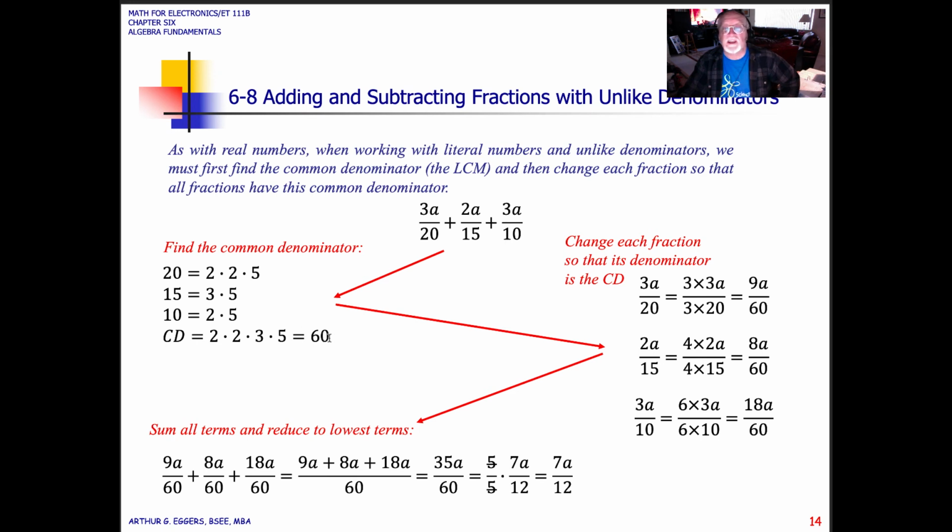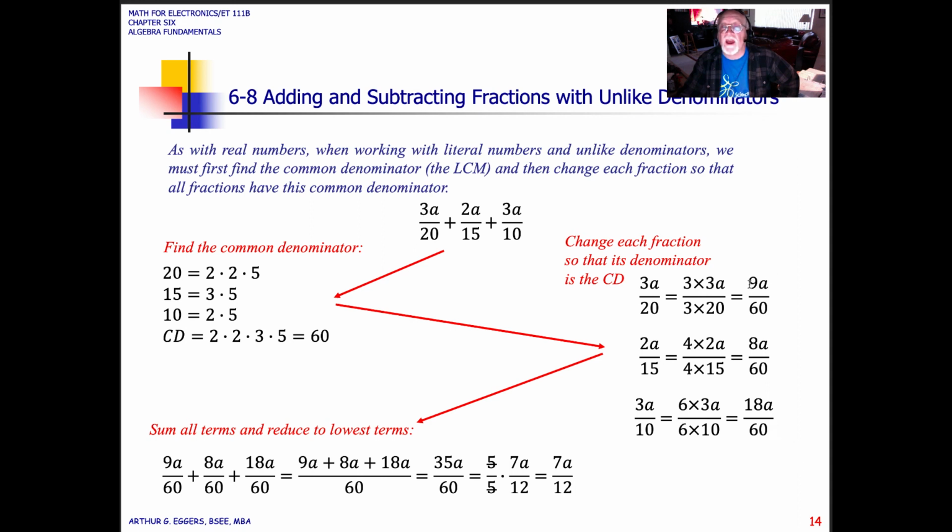we end up with a common denominator of 60. So now we have to figure out how we take each one of these terms that have a 20, a 15, and a 10 in it to make the denominator a 60. So we have to multiply the top and the bottom by those coefficients that make it a 60. So in this case, if I multiply a 3 over 3, I get 60. If I multiply a 4 over 4, I get 60. And if I multiply a 6 over 6, I get 60.